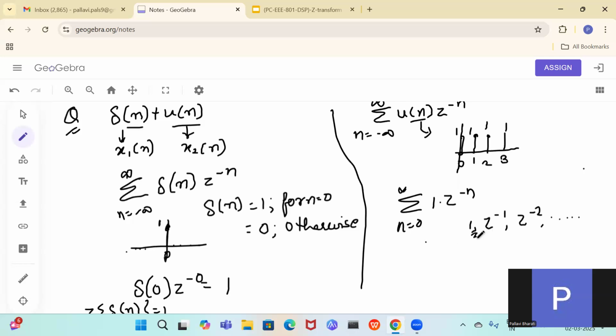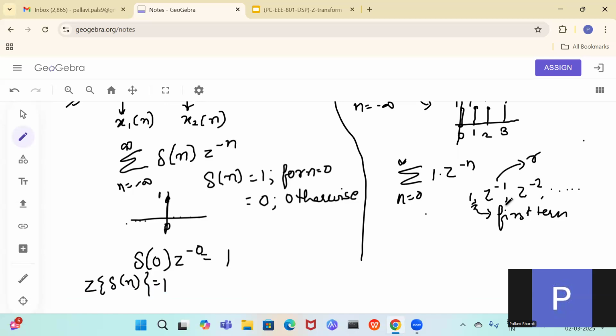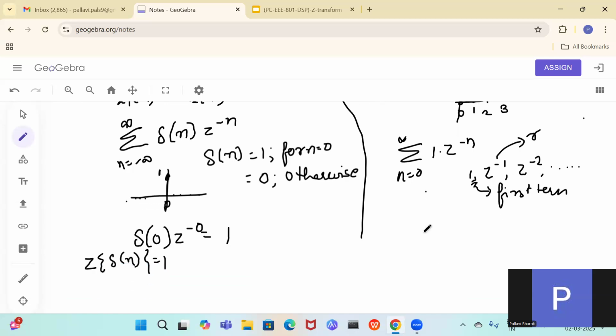So the first term over here is your first term, and the common ratio is z to the power minus 1. You can divide the third term by the second term also and check: z to the power minus 2 divided by z to the power minus 1. In that case also the common ratio is z to the power minus 1. That's the meaning of common ratio, right? Whenever you divide two consecutive terms, the ratio is the same. That is your common ratio.